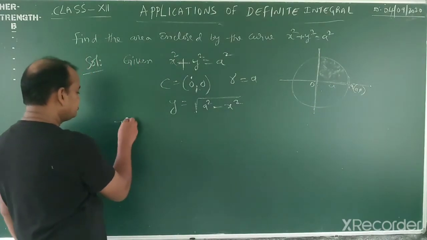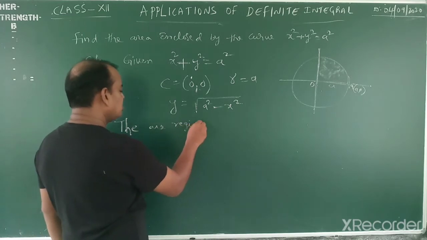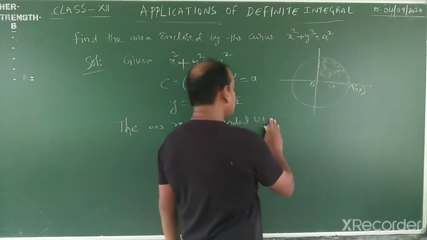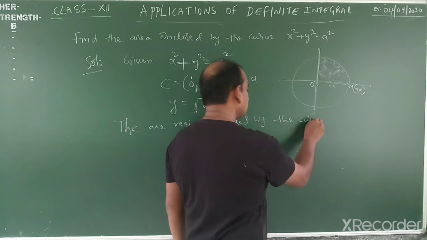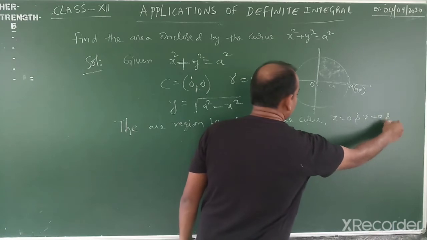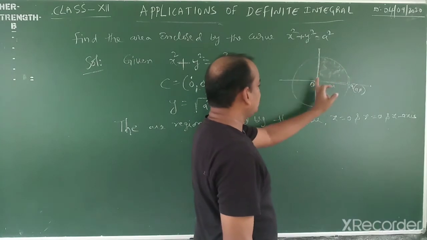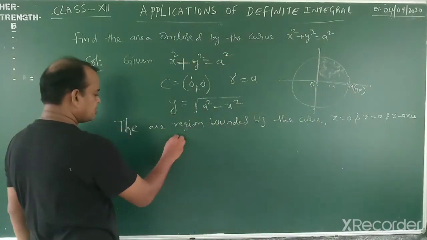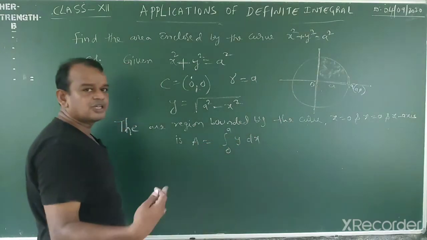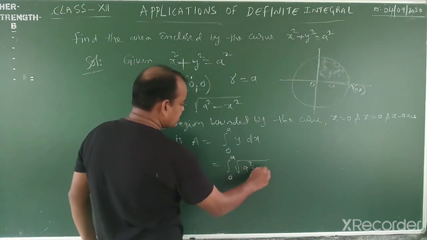Now the area of the region bounded by the circle, bounded by the curve, the ordinates x is equal to 0 and x is equal to a, and the x axis. That area is equal to the integral with limits 0 to a of y dx, y in terms of x. What about y? That is equal to the integral from 0 to a of root over a square minus x square dx.